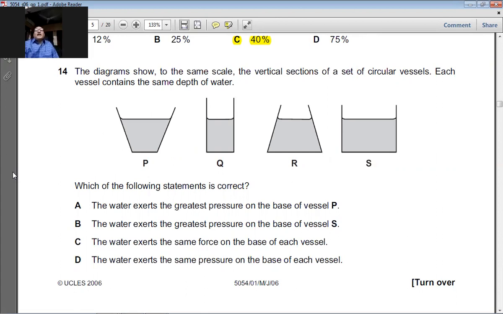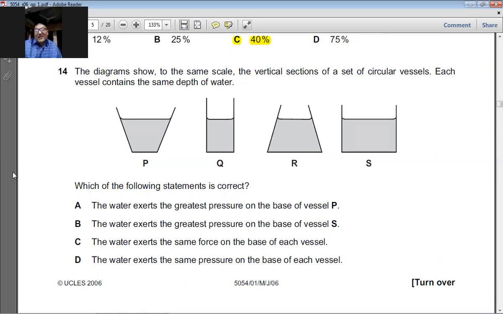The pressure is rho g h. If g is the same, and rho, meaning density, is the same, so if they all have the same vertical height, the pressure at the bottom of all of them will be the same. So what's the option?